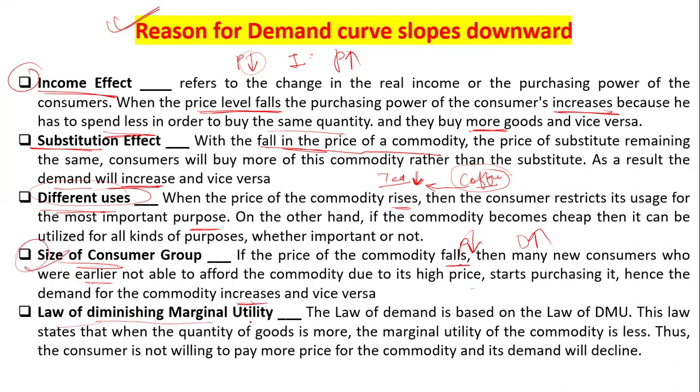Then the law of diminishing marginal utility, we will discuss it in detail, is also a reason why the demand curve goes downward. The law of demand is based on the law of diminishing marginal utility, and this law states that when the quantity of the goods is more, if you consume more, the marginal utility of the commodity is less, and thus the consumer is not willing to pay a higher price for the commodity, and demand declines. That's why this is the law of diminishing marginal utility.